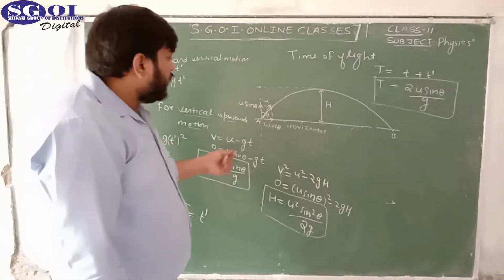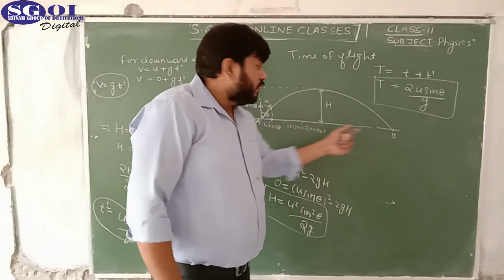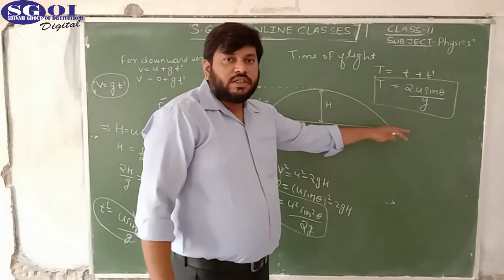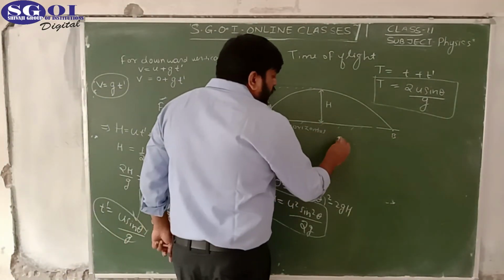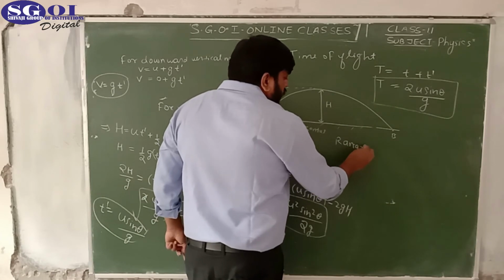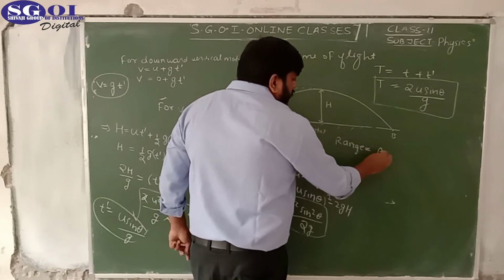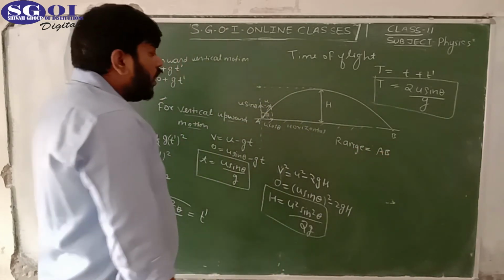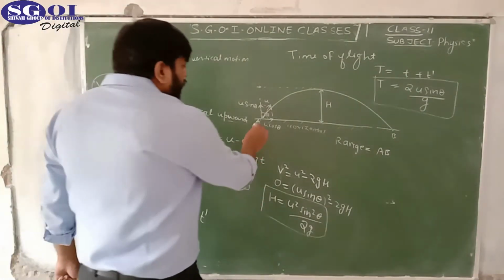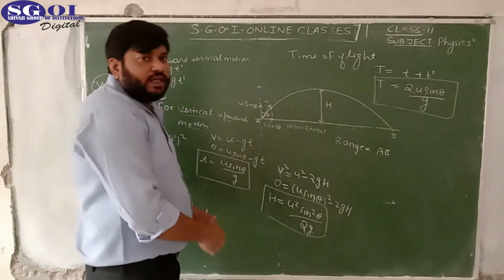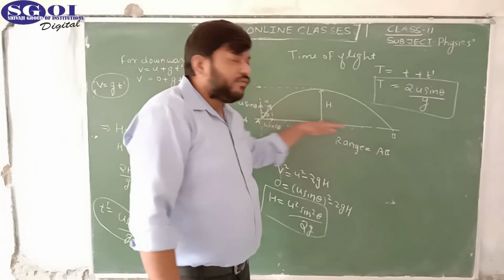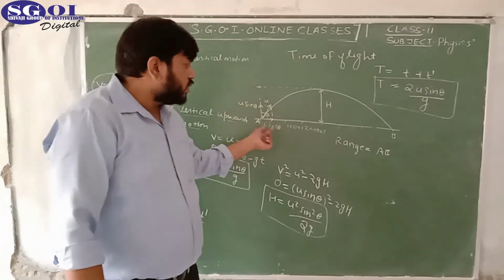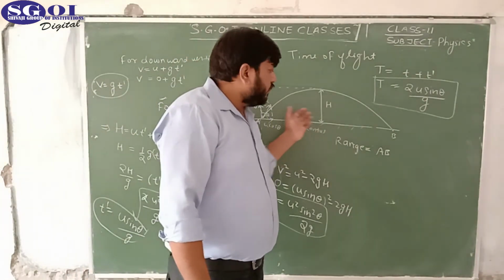Now we will find the formula for the range, meaning the horizontal distance. This horizontal distance AB is the range here. So how would we find the range? We know that this is the horizontal distance, and to find this distance we take the horizontal velocity u cos theta, and we know that it is uniform motion.